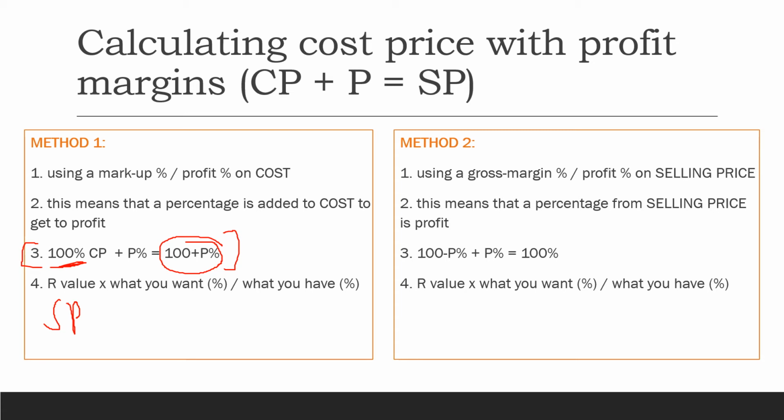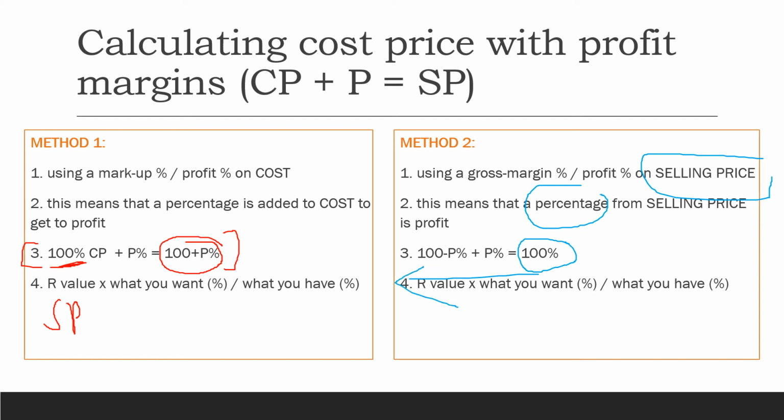Okay, then method 2. In method 2, they'll probably tell you something like you have a gross margin percentage or a profit percentage on the selling price of an item. This means that a percentage of profit is worked out from selling price, and that is the profit they make. So they're selling an item for 200 rand, and they tell you 50% of that is profit. Okay, so your cost price, profit, selling price equation is now: selling price becomes the 100%. That's the base value that you're working from.